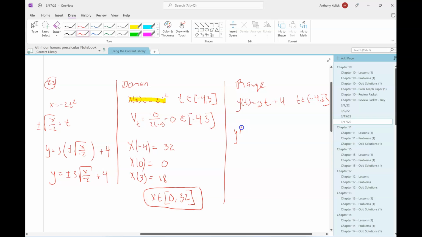So I just do y of -4 and y of +3. So that's going to give me what? -8 and then 13. So from minimum to maximum. And we should be good.